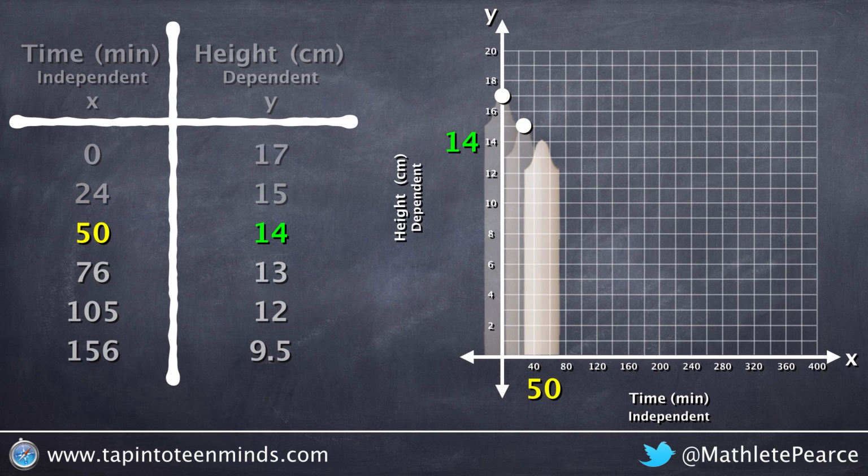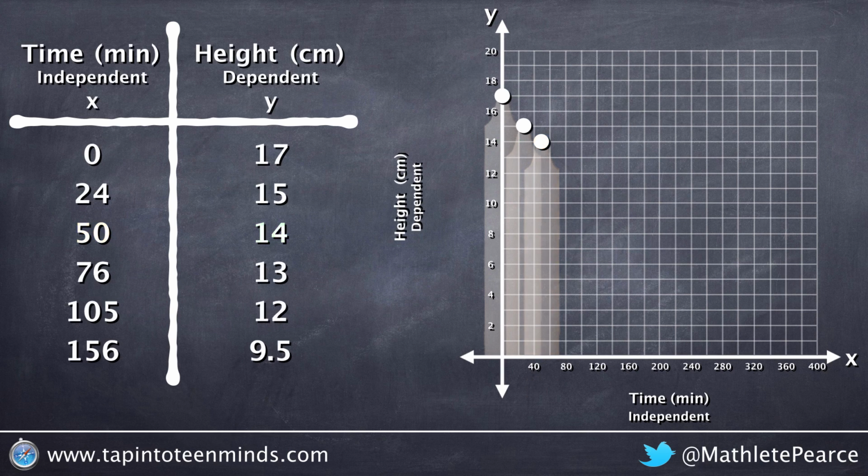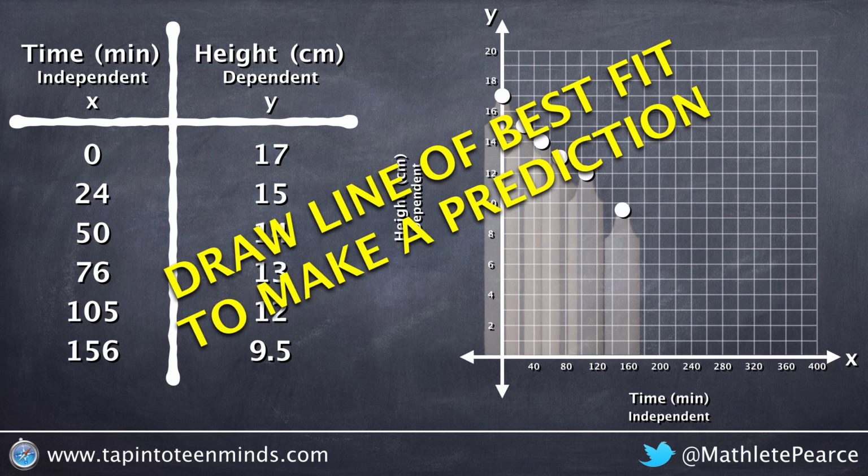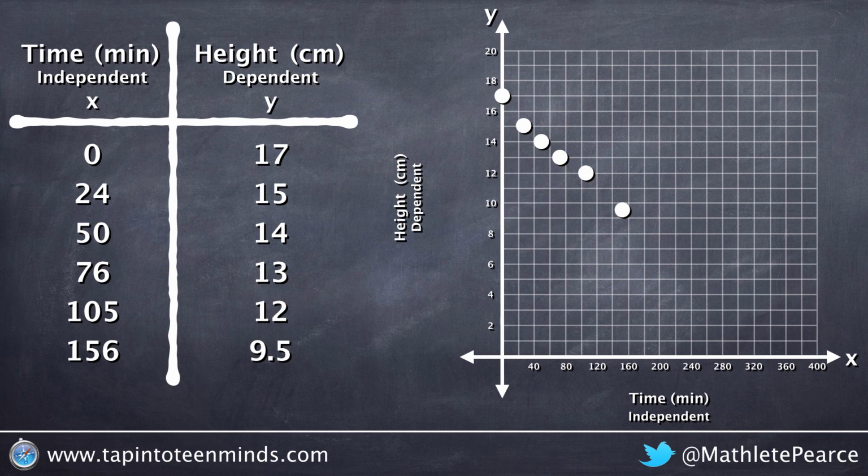Starting again from the origin and moving horizontally to the right to 50 on the x-axis and up to 14 on the y-axis, we can plot the point (50, 14), and then repeat the process for our 3 remaining data points. If it appears that a trend exists, you should draw a line of best fit or a curve of best fit to help you make predictions.